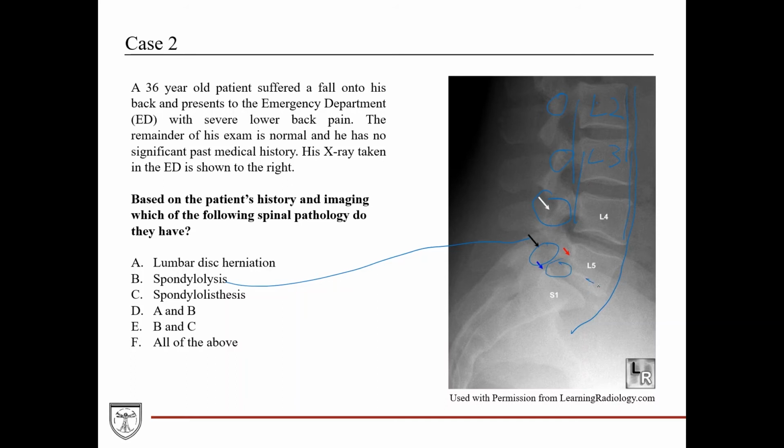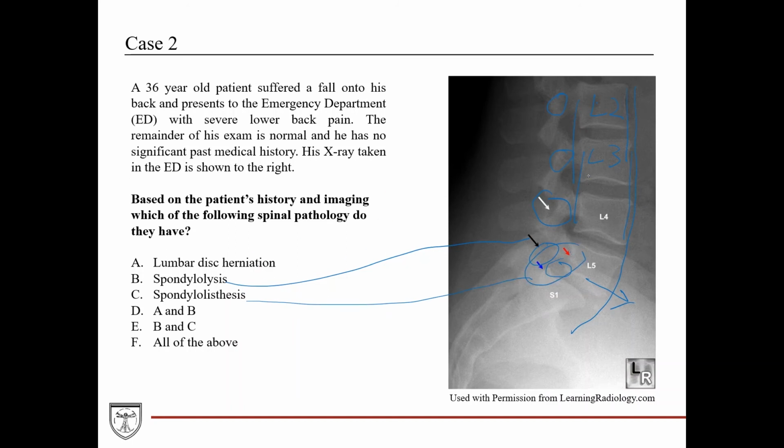Now, if you look at L5 in relation to S1, as you can see here, there's this gap here, and this is moved anteriorly in relation to S1. And so there's actually spondylolisthesis of L5 relative to S1. And so what's likely is that this patient has this fracture on the other side as well. They have a bilateral pars fracture or bilateral spondylolysis, and that's leading to their spondylolisthesis, which you can see here.